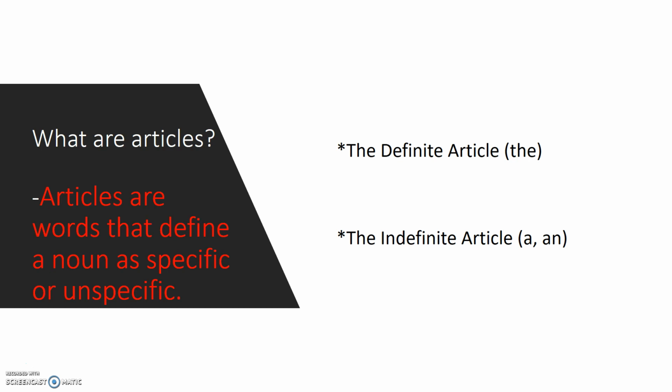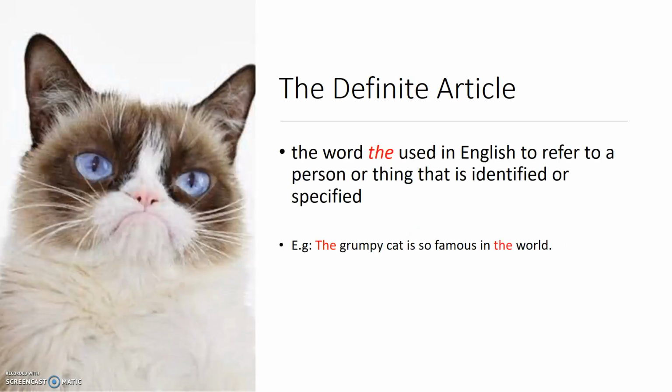So, there are two types of articles. One is the definite article, and the other one is the indefinite article. What is the definite article? The definite article is the word the. It basically limits the meaning of a noun to one particular thing. Also, it can be used with singular, plural, or uncountable nouns.